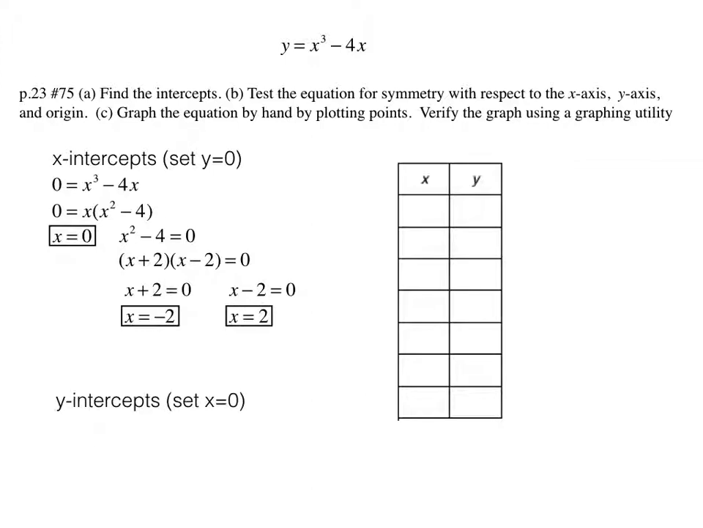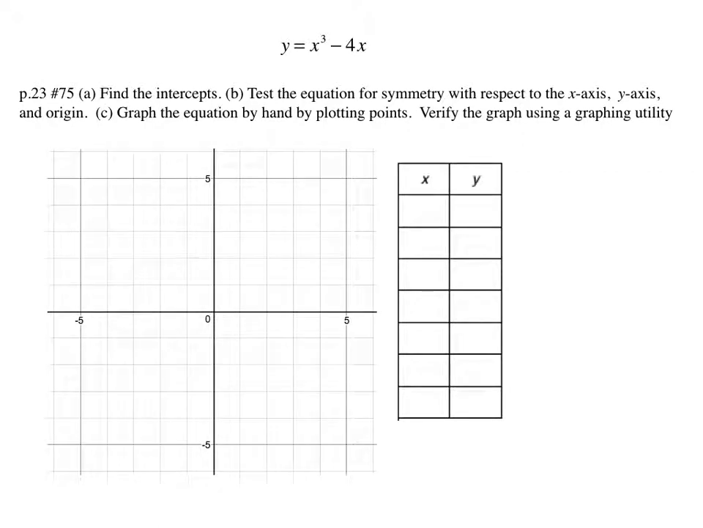To find the y-intercepts, we set x equal to 0. There's one y-intercept. It goes through the y-axis at 0. So now, to graph this, we're going to start with a table of values.